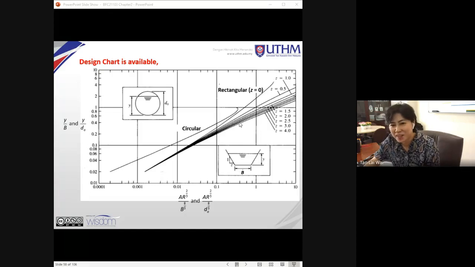Now, it's a trapezoidal channel. The side slope would be z equals 1.5. So you know this is the line, right? This is the line here. Your AR to the power of 2/3 is actually 16.03.